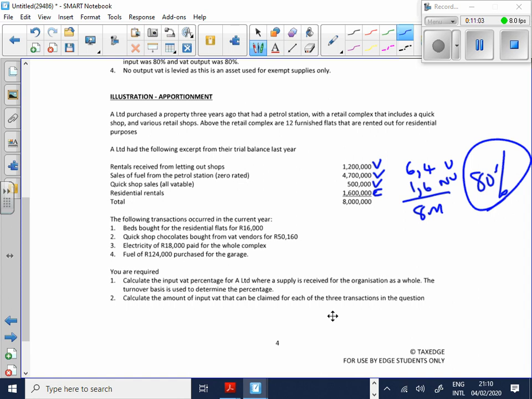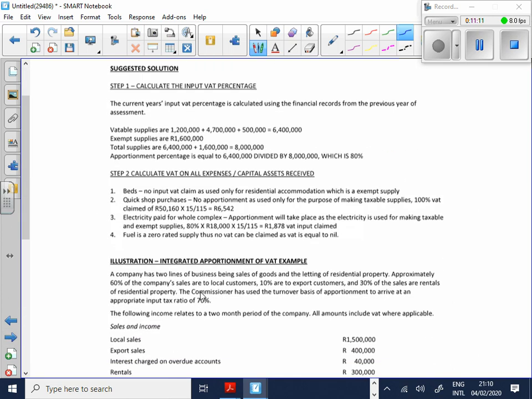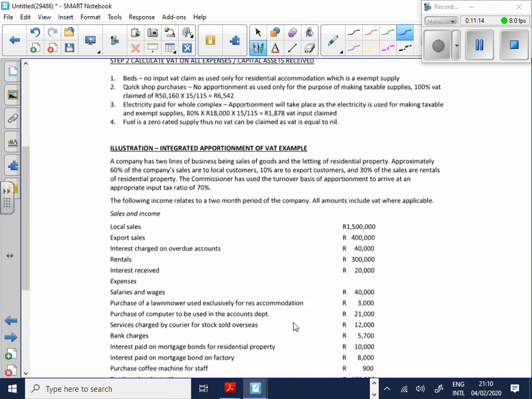Are you guys comfortable with this? So apportionment, you guys comfortable with? You know what to do. There's a lovely, much more detailed example just behind here, if you want to go through and have a look at it. Okay.